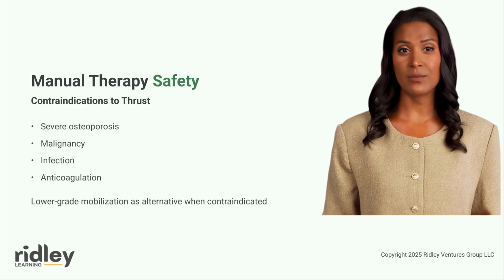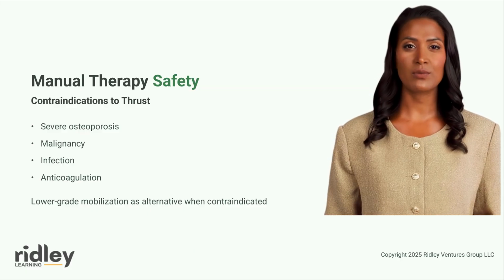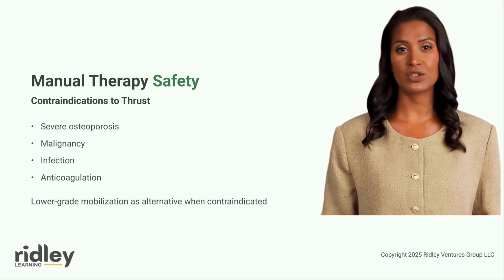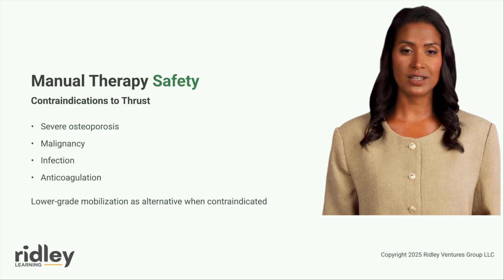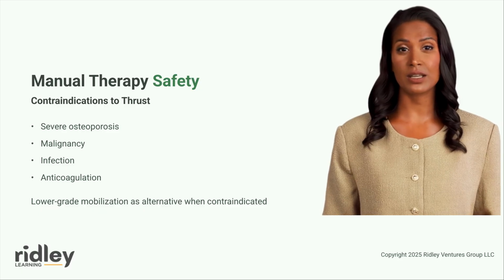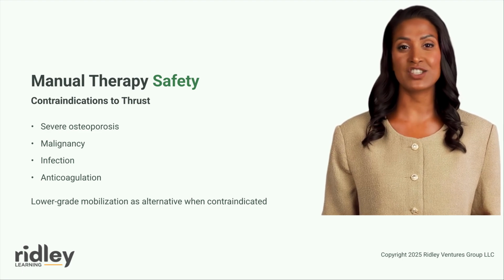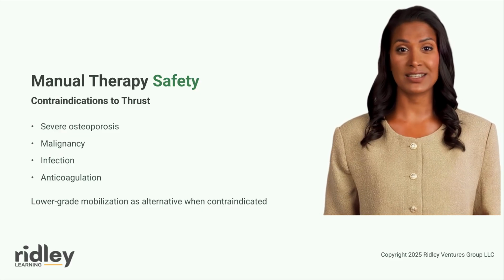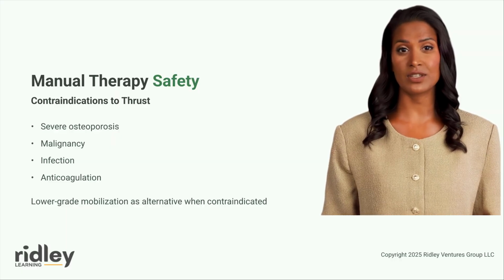Safety considerations for manual therapy in the stenosis population warrant attention. The elderly patients who comprise the majority of stenosis presentations may have osteoporosis, cardiovascular disease, or other conditions that influence technique selection and force application. Contraindications to high-velocity manipulation include severe osteoporosis, vertebral malignancy, infection, inflammatory arthropathy, and anticoagulation therapy. When contraindications exist, lower-grade mobilization techniques provide a safer alternative while still contributing to program effectiveness.